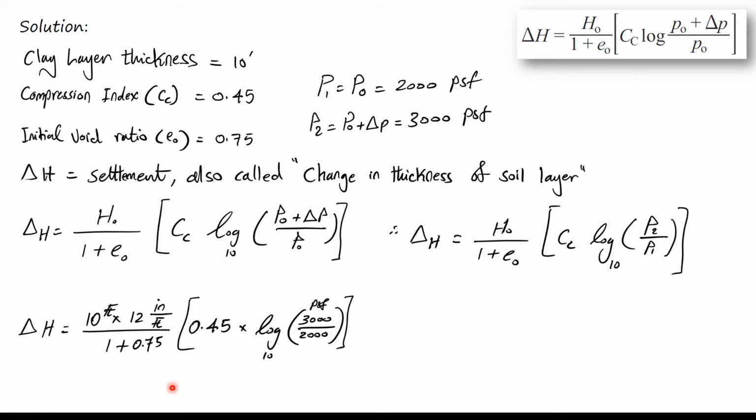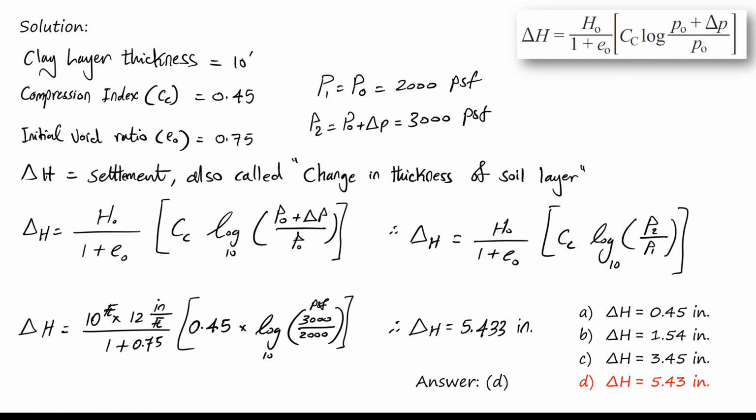to get the result. So 1.75, this is the void ratio, and 0.45, the C sub C, 3000 over 2000, the log of that, and that's going to give us 5.433 inches. So it is option D.